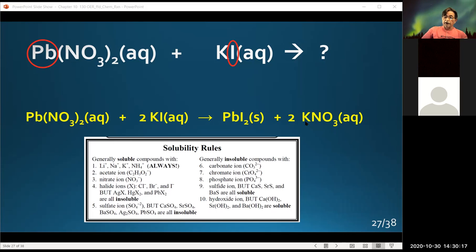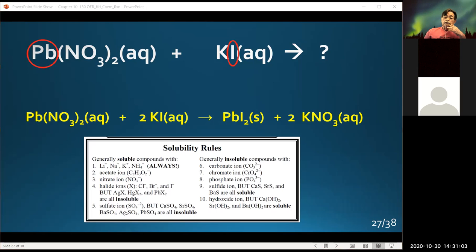And then the other partner, which is potassium and nitrate. The fact that you see potassium, part of the big 4 in number 1 of the soluble column, automatically you know it's soluble and therefore aqueous. As far as this, if you follow the nitrates, follow the polyatomic ions, and balance those first, the rest just fall into place as far as balancing the chemical equation.